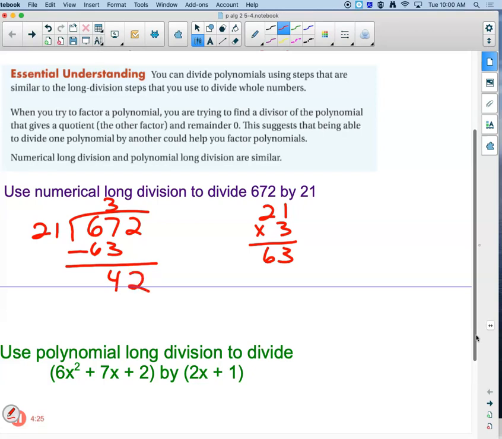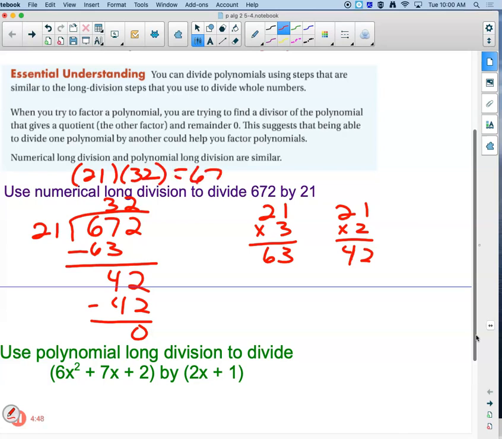And then you said, oh, 21, I know that will go into 42. Oh, I think twice. Oh, look at that, it goes in perfectly. And again, you did your subtraction and you wrote down that 2 worked. So thinking backwards, what you just found was 21 times 32 equals 672. You found the factors, and they went in perfectly. And we know that because our remainder was 0.